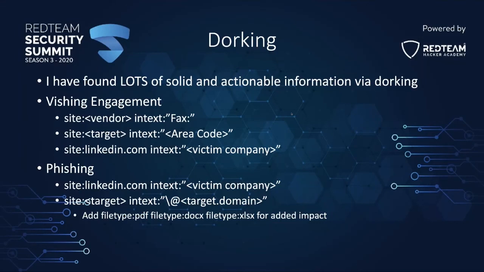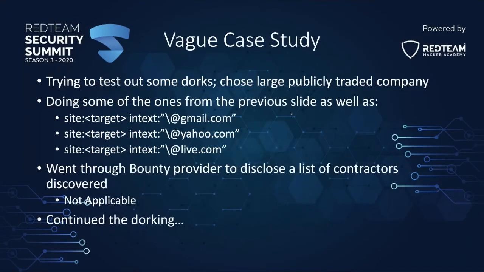I'll do site:target.com, intext: area code, country code, whatever is unique enough about the organization to get the information. You can also enumerate employees to contact via LinkedIn. For phishing, same thing. But then you can also enumerate email addresses via site:target.com intext:, and then you want to escape the @ symbol. And then if you want to look for specific file types, you can also add PDF, docx, or Excel to be able to get some additional goodies out of it.